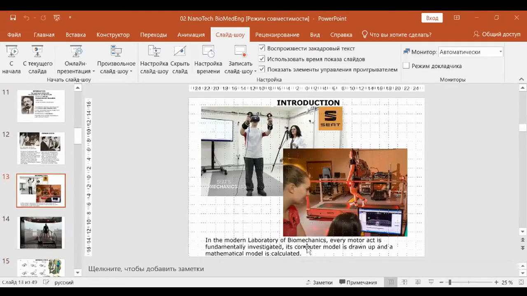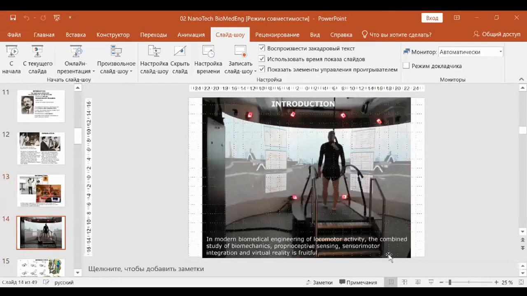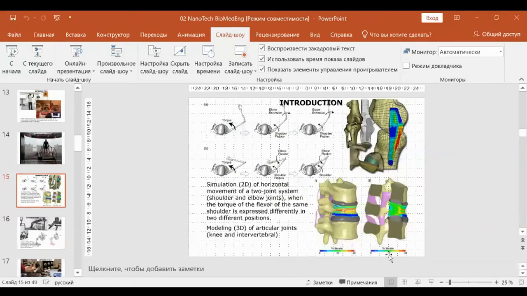In the modern laboratory of biomechanics, every motor act is fundamentally investigated, its computer model is drawn up, and a mathematical model is calculated. In modern biomedical engineering of locomotor activity, the combined study of biomechanics, proprioceptive sensing, sensory motor integration, and virtual reality is fruitful. Simulation, two-dimensional, of horizontal movement of a two-joint system when the trigger of the flexor of the same shoulder is expressed differently in two different positions.